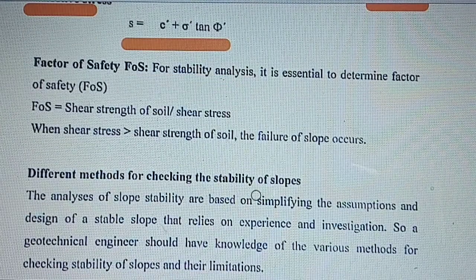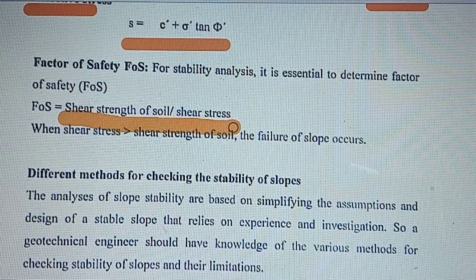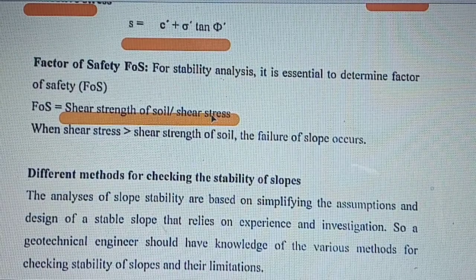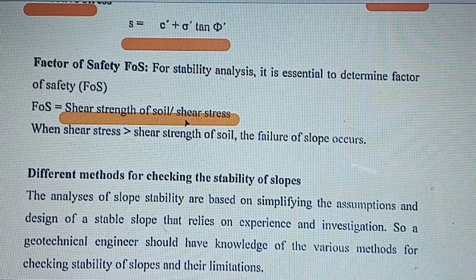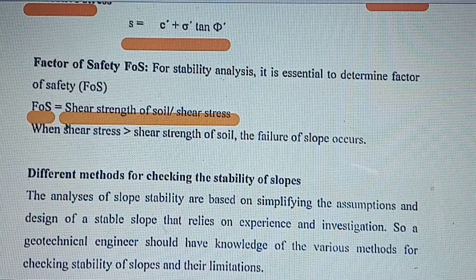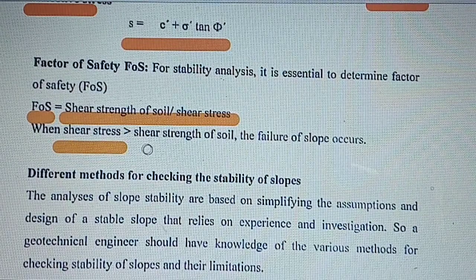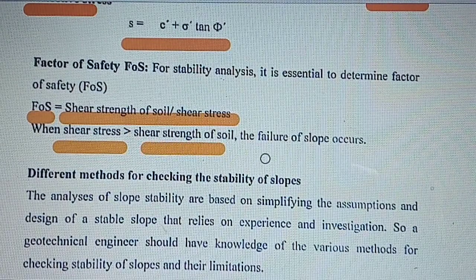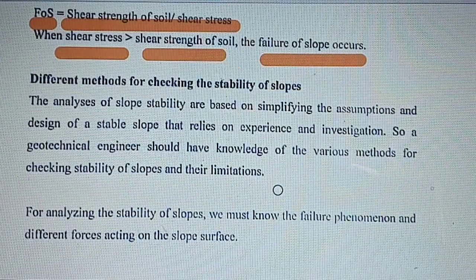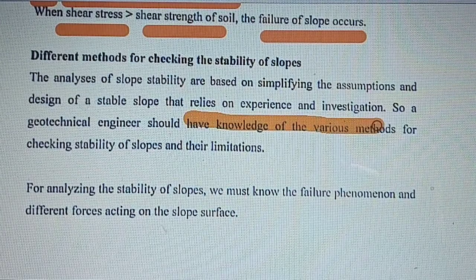Next, factor of safety. Factor of safety we may determine as the ratio of shear strength of soil to the shear stress. When shear strength is more than the shear stress, in this case, factor of safety becomes more than 1 and the slopes are stable. But when shear stress is greater than shear strength of soil, then failure of slope occurs. There are different methods for checking the stability of slopes, and these are based on the experience and investigation.